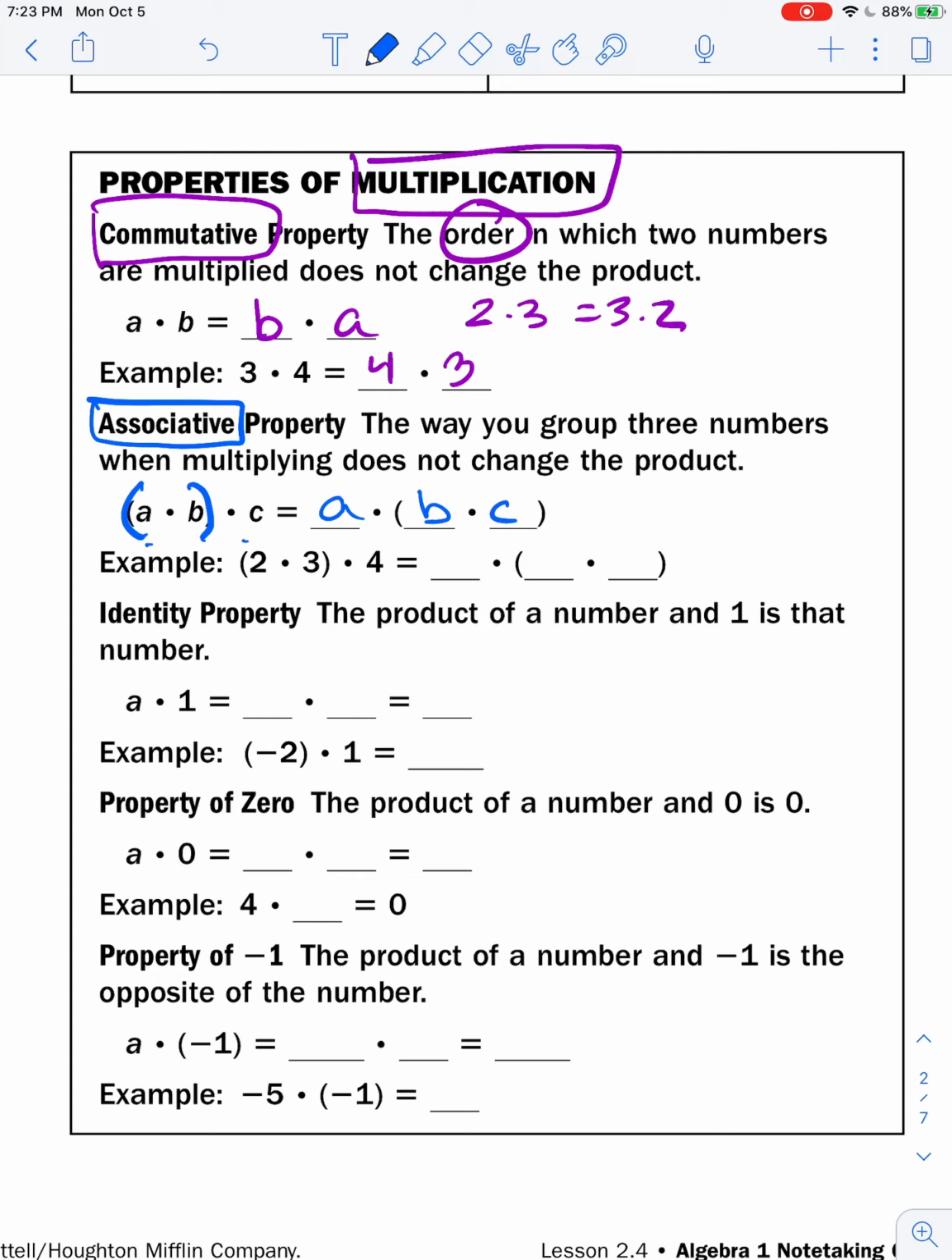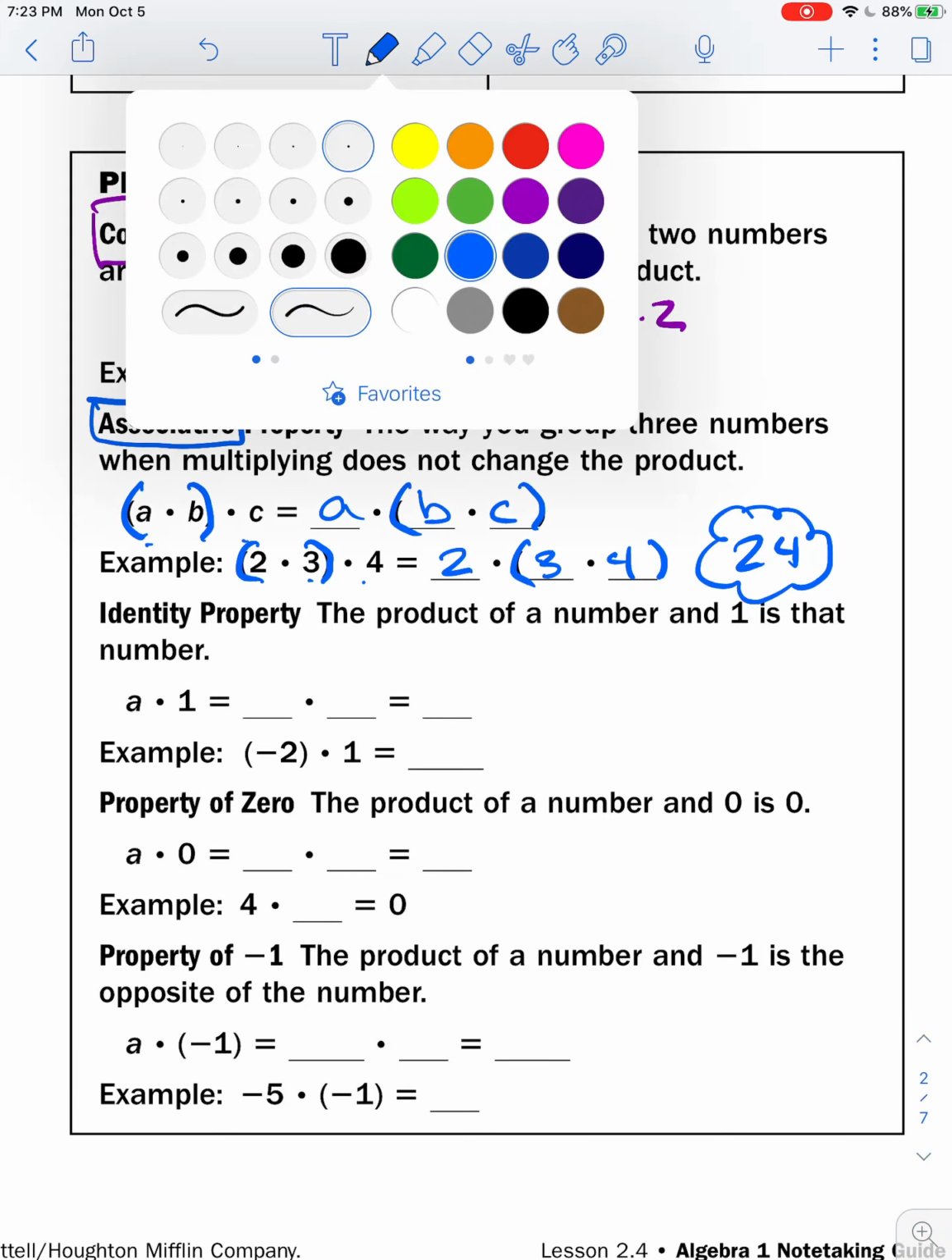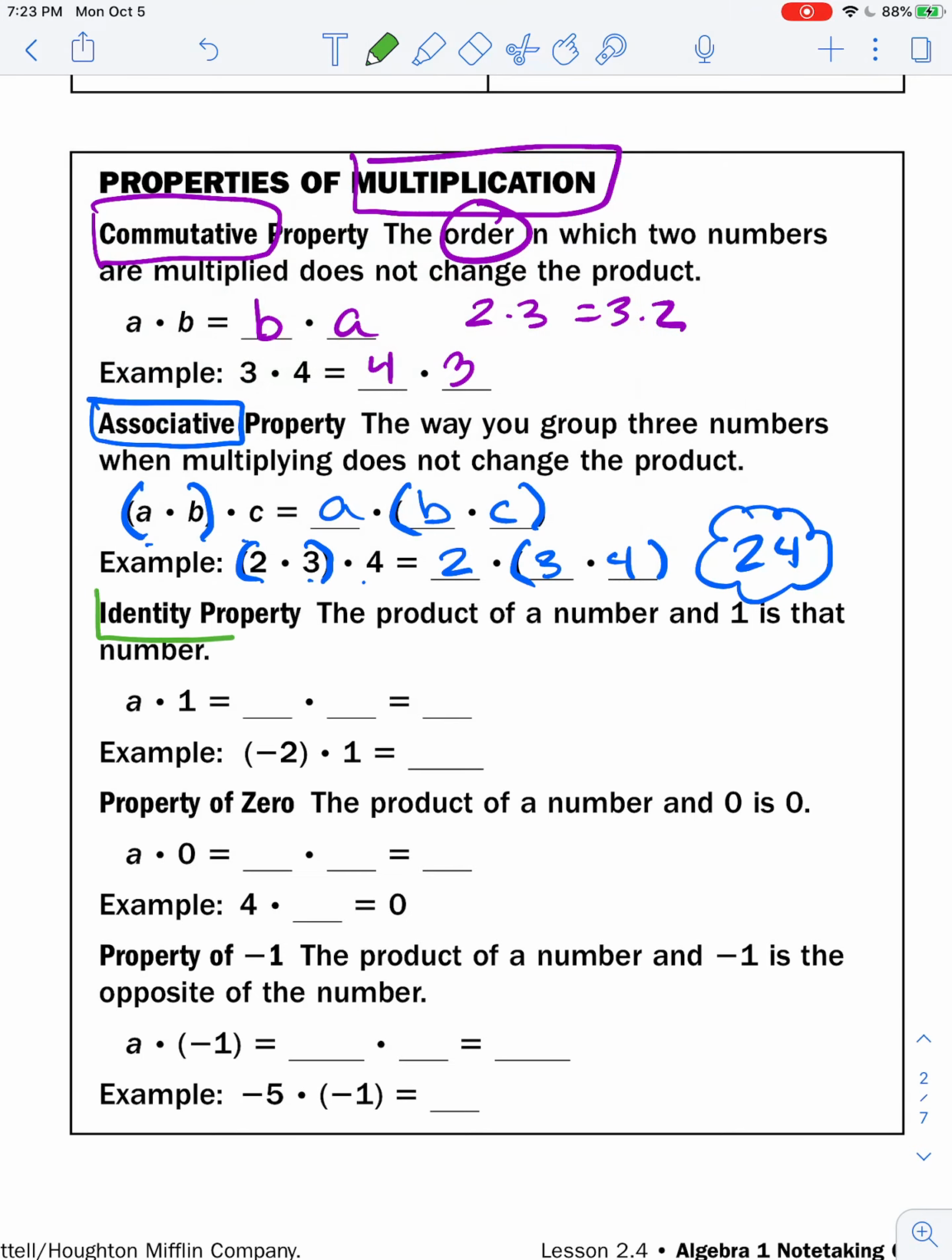The only thing that changed is that they were grouping A with B. Now they're grouping B with C, and those will come out to be the same answer. It doesn't matter which ones you group. So for example, here, 2 times 3 times 4 and 2 times 3 times 4 is the same whether you group the 2 with the 3 and do that part first, or group the 3 with the 4 and do that part first. In both cases, you're going to get 24. It doesn't affect your answer to move those parentheses.